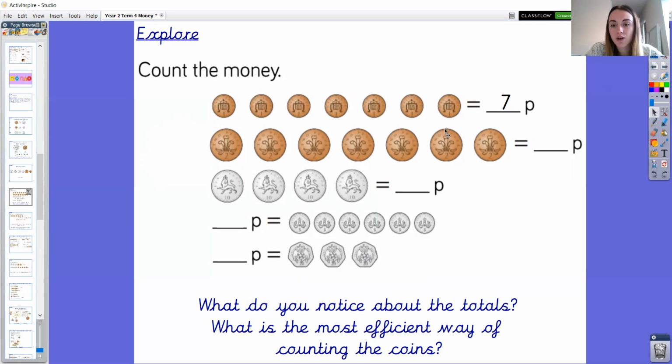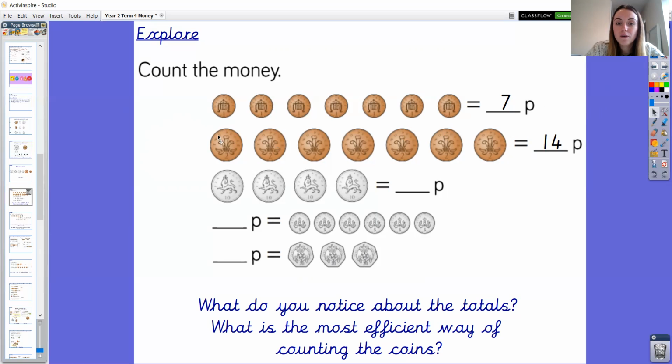Okay, let's have a look at this next row of coins. I can see on the coin it says 2 pence and there is the number 2, so these are 2p coins. So we're going to count in multiples of 2. Are you ready, Year 2? 2, 4, 6, 8, 10, 12, 14. There is 14p. What do you notice about the totals, Year 2? Please pause the video here to discuss.